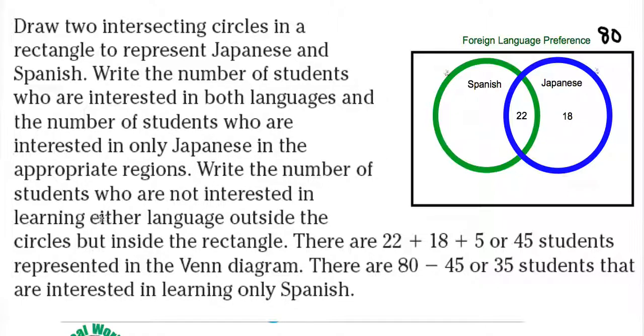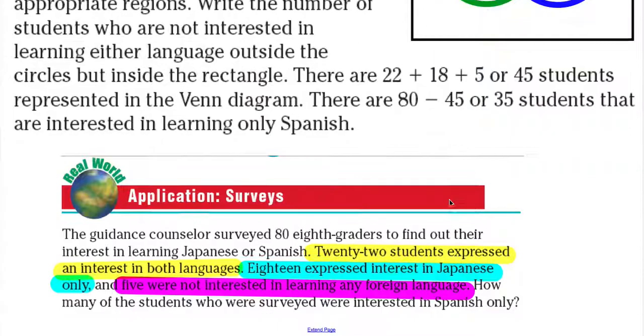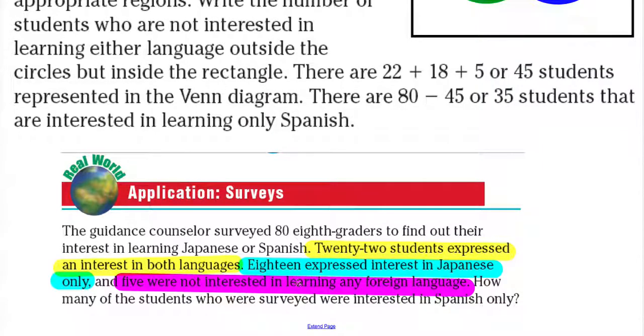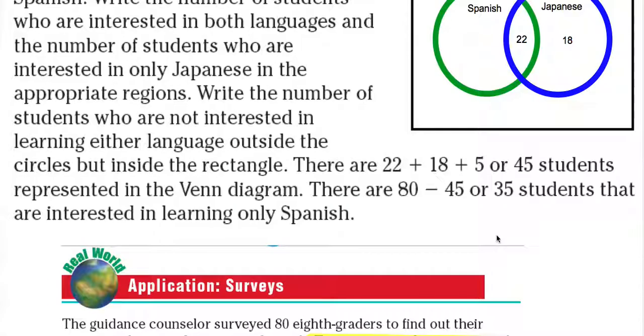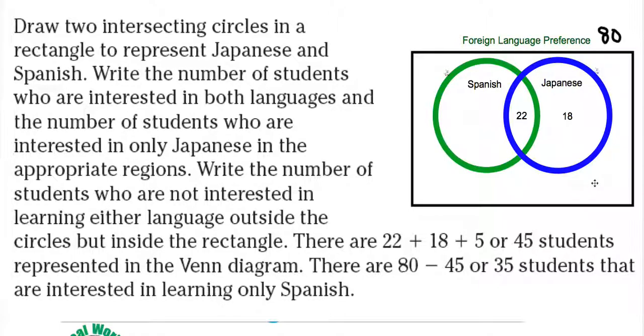And finally, write the number of students who are not interested in learning either language outside the circle. So, if they're not interested in learning either of these two languages, you want to put the number outside these two circles. And there are how many? 5 people who are not interested in learning any foreign language. So we put the number 5 outside the circle.